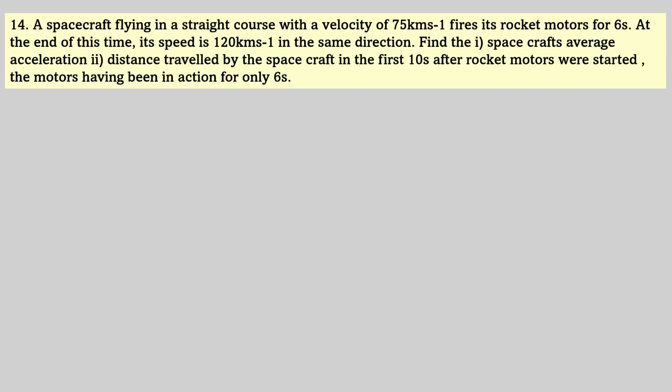Question number 14 is, a spacecraft flying in a straight course with a velocity of 75 km per second fires its rocket motors for 6 seconds. At the end of this time, its speed is 120 km per second in the same direction. Find the spacecraft's average acceleration. Second is distance travelled by the spacecraft in the first 10 seconds after rocket motors were started, the motors having been in action for only 6 seconds.